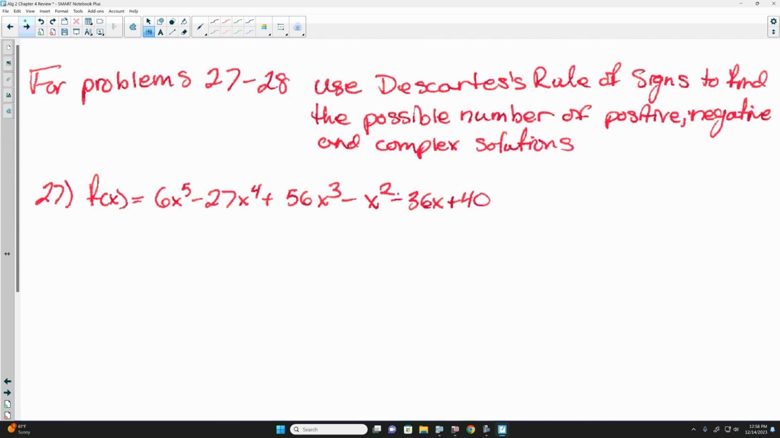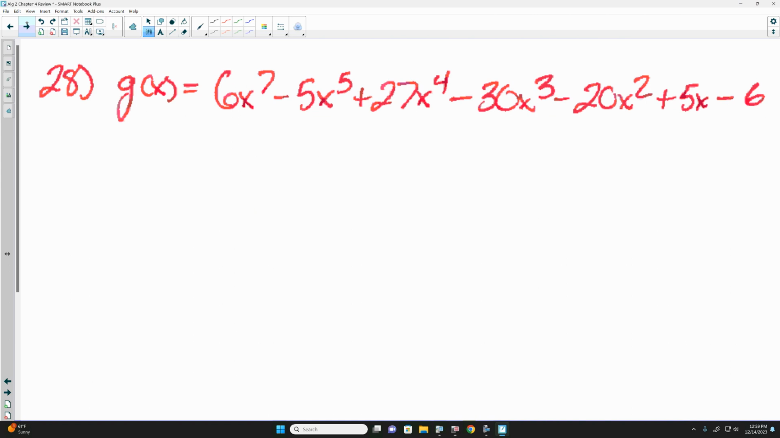27 or 28 with Descartes' rule of signs to find the possible number of positive, negative, and complex solutions. Which one do we want to look at? 28. Now the degree is what? 7. So that tells us the number of solutions we should have is 7. So when we get everything said and done, there should be 7 total of our positive, negative, and complex of any combination.